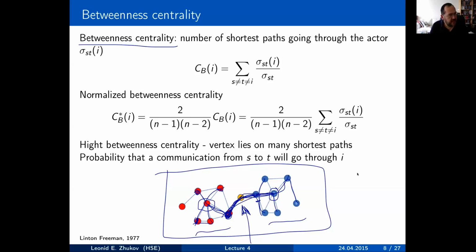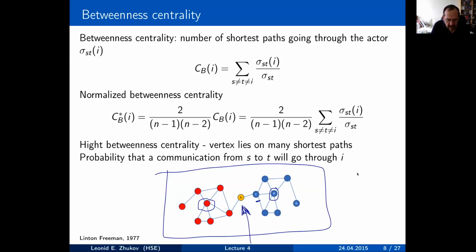Because of that, node A will always be at the center of all the shortest paths. You can think about communications between people. This is a person who knows both groups of people, and so has this advantage of being a connector, and all the information should go through this node. When we think about information, we think about flow along the shortest path.